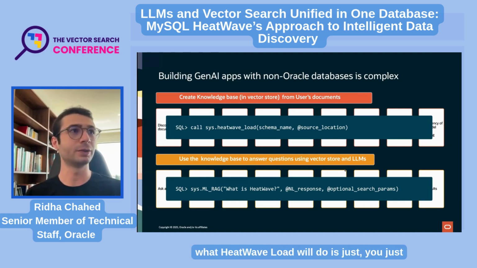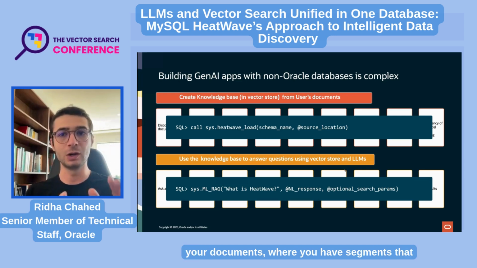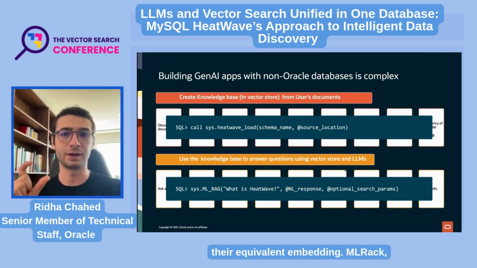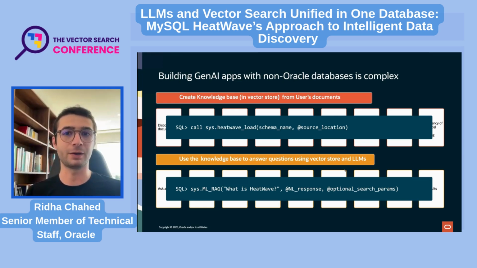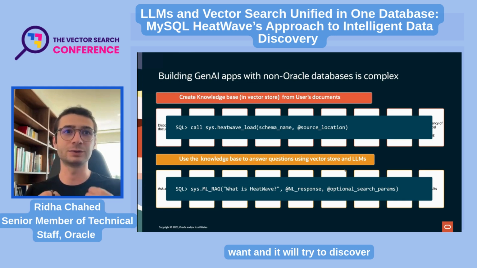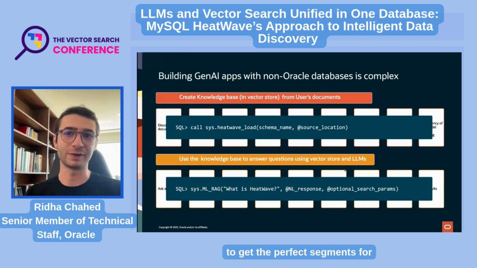What HeatWave load will do is, you just provide the location of your documents, and it will chunk, parse, and create a SQL table right out of your documents, where you have segments that are just parts of your documents that have been parsed, and their equivalent embedding. With ML RAG, you just ask the question that you want, and it will discover all the vector stores that are available in your database and get the perfect segments as context for your LLM.